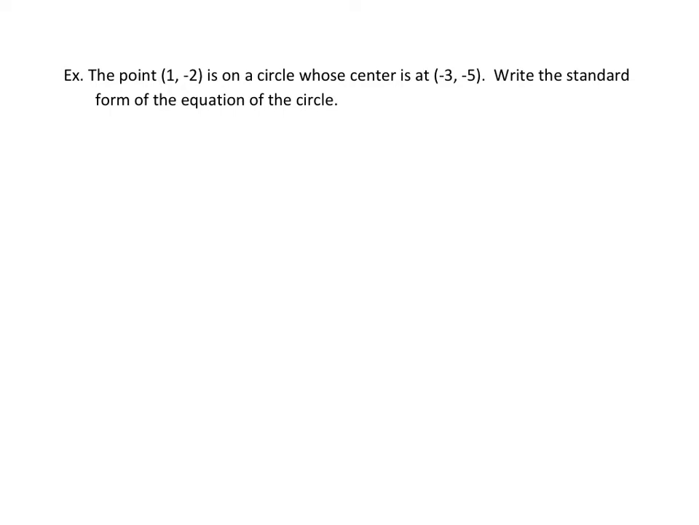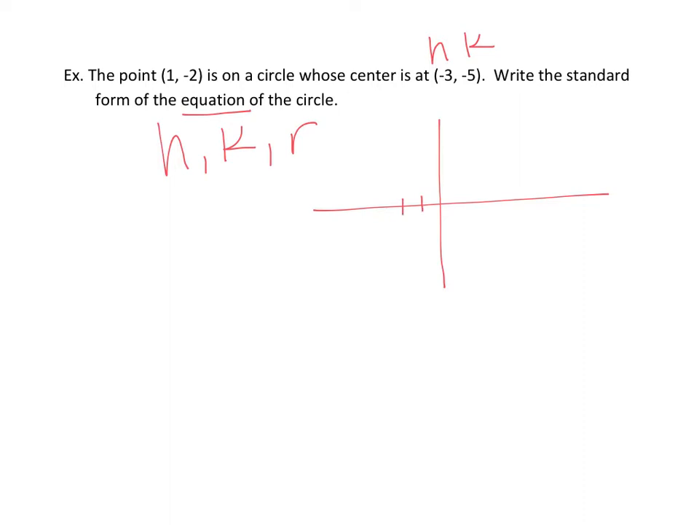Okay, the point (1, -2) is on a circle whose center is at (-3, -5). Write the standard form of the equation of the circle. To write the equation, I need to know my h, my k, and my r. The center gave me my h and my k, but I don't know my r. What I do know, conics is very picture dependent. Most always, I draw a picture to solve the problem.